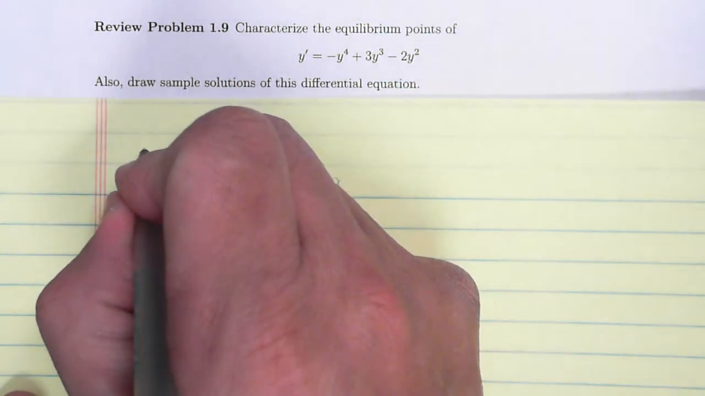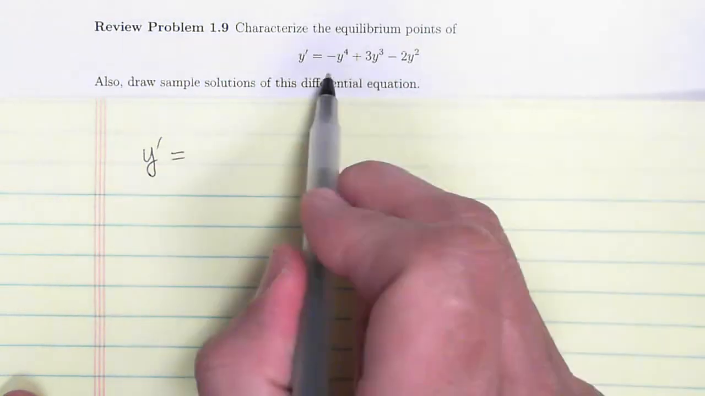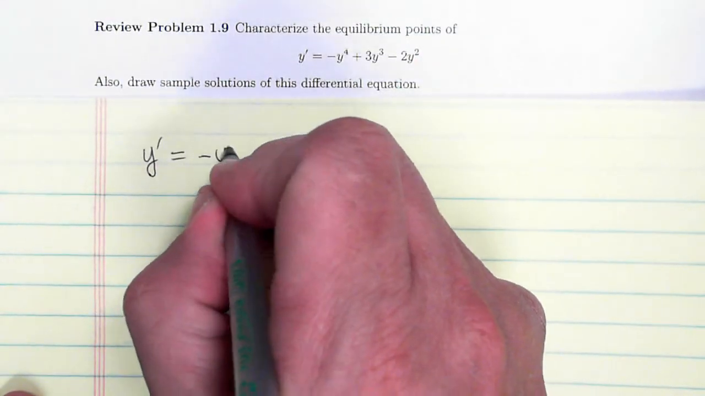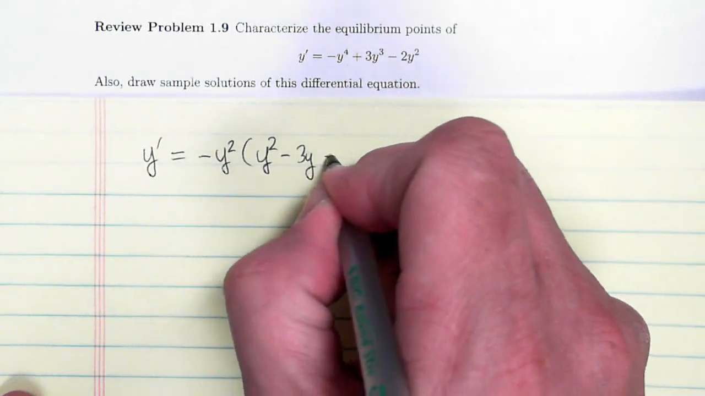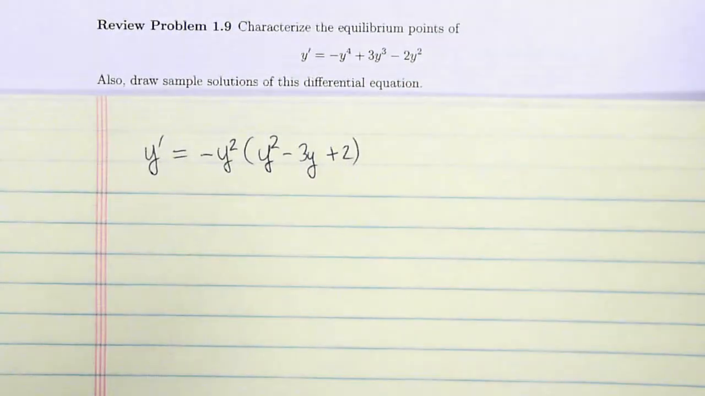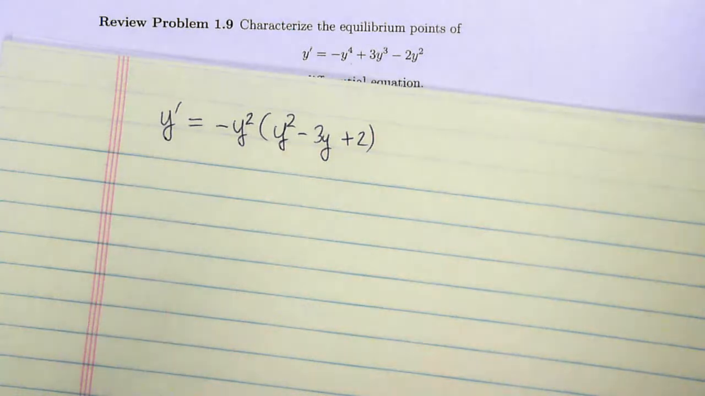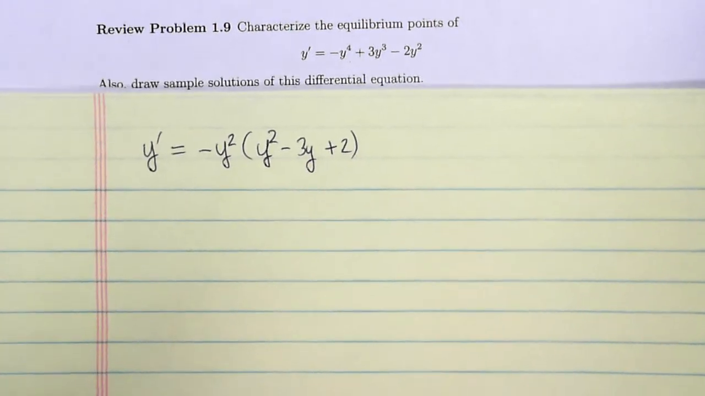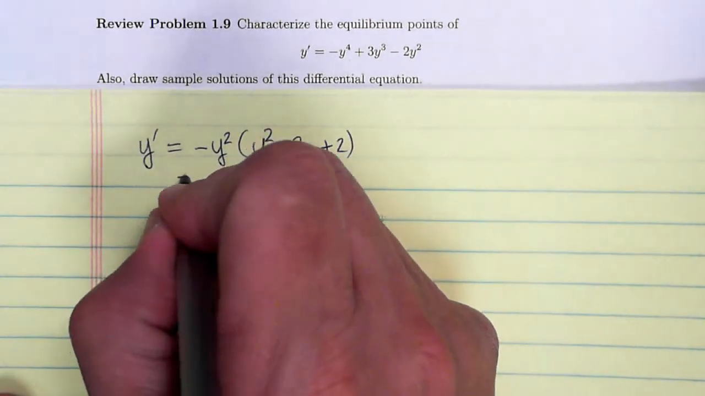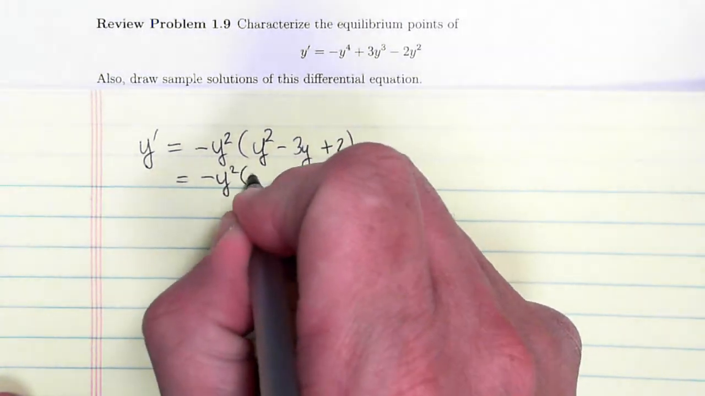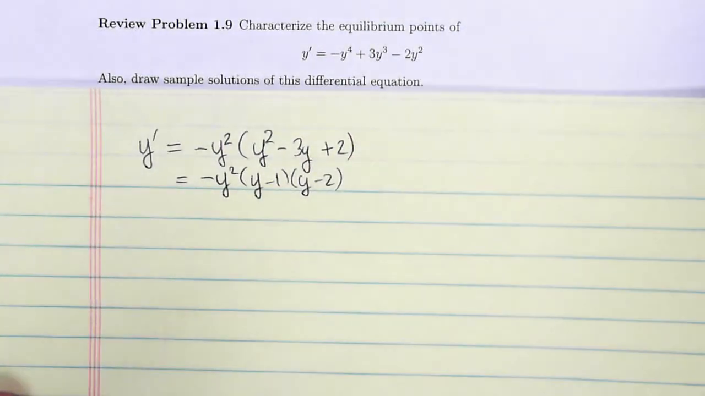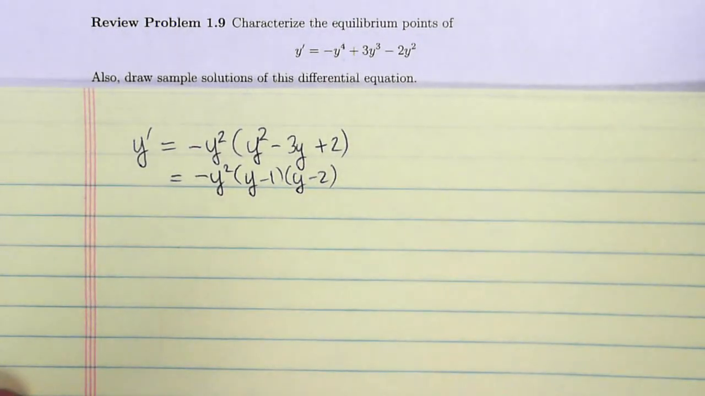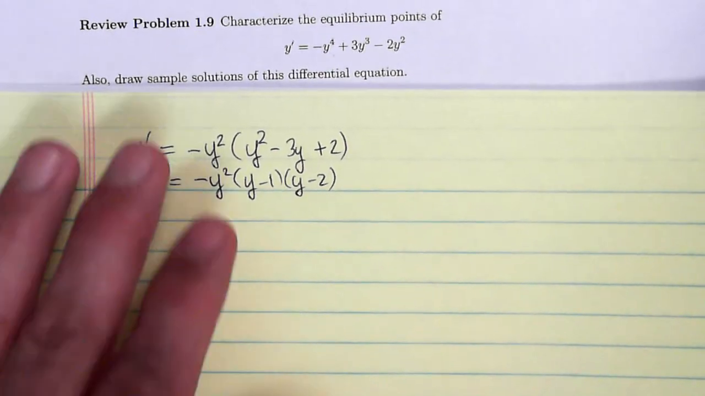So first off, we have that y prime is equal to, if I factor this, I can first pull out the negative y squared. That gives y squared minus 3y plus 2. And then once again, I can factor what's left and get negative y squared times y minus 1 times y minus 2. Okay, now there's a couple of ways to be able to assess the stability of the equilibrium points.